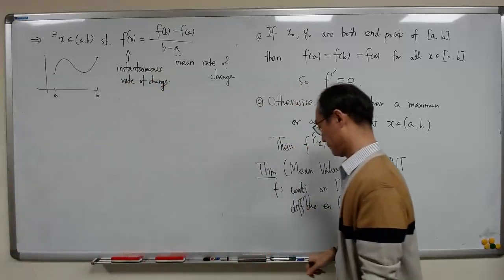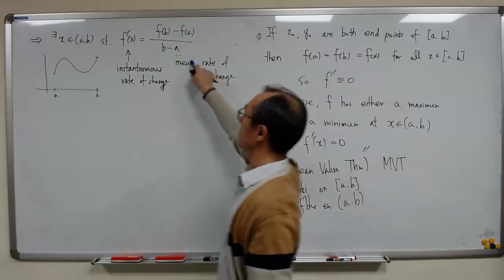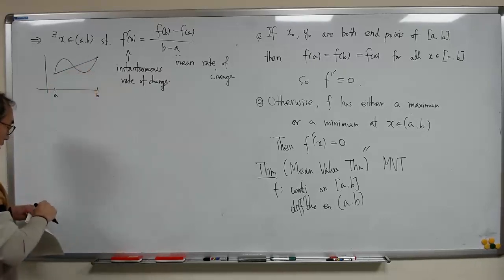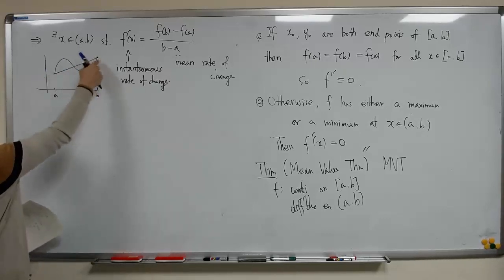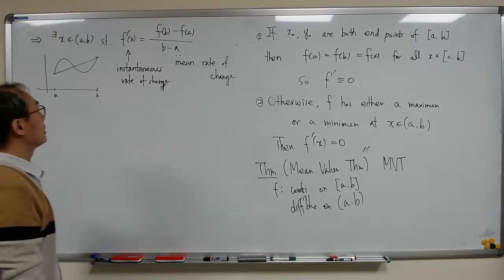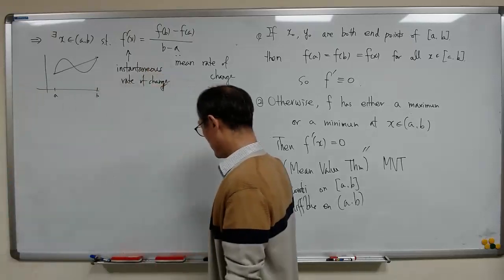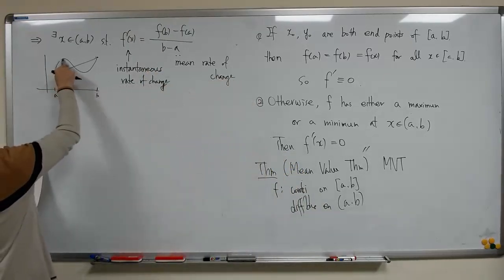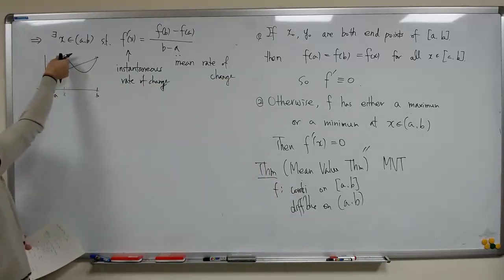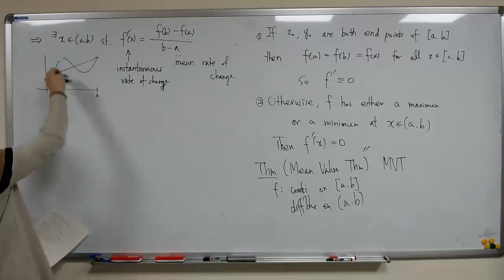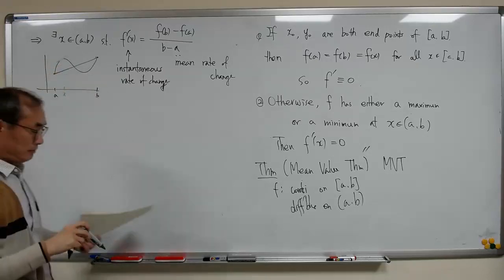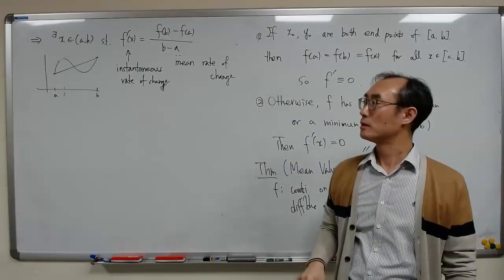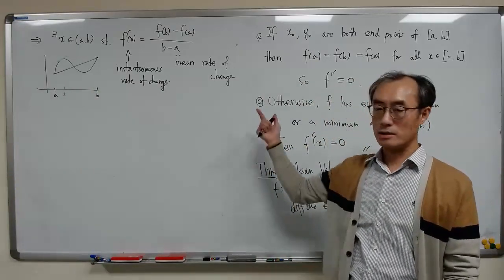The mean rate of change, the right hand side, is the slope of this straight line that connects the starting and end point of this function. And the mean value theorem tells us the existence of a point x whose derivative, the slope of the tangent line, is the same as the slope of the line segment that connects those two endpoints. Okay, that's the mean value theorem.